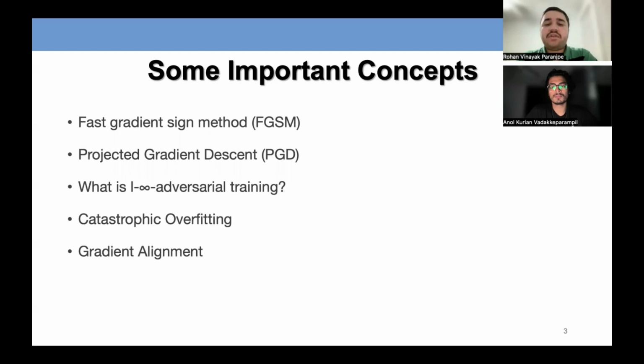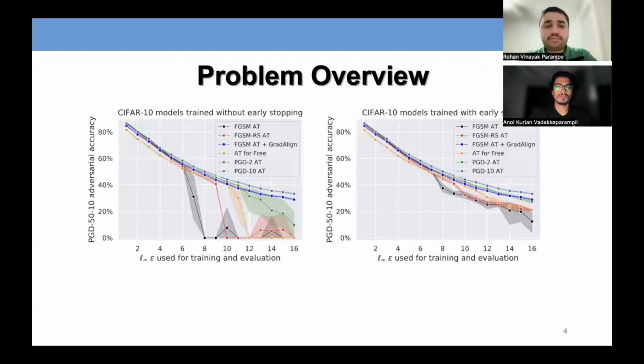L infinity adversarial training involves adding a constraint to the training process such that it limits the magnitude of the perturbations to the input in order to make the model more resilient to adversarial attacks. Catastrophic overfitting is a phenomenon in which the model quickly loses its robustness over a single epoch of training. The basic idea behind gradient alignment is to align the gradients of the loss function with respect to the inputs with the perturbation added to the input.